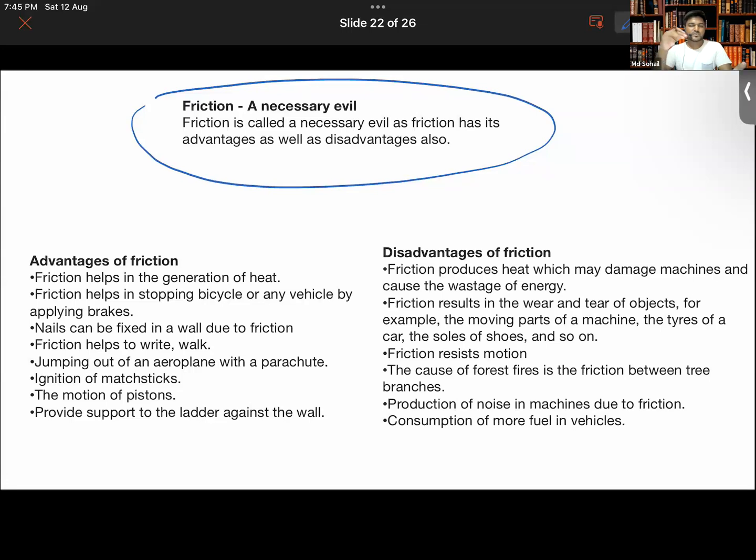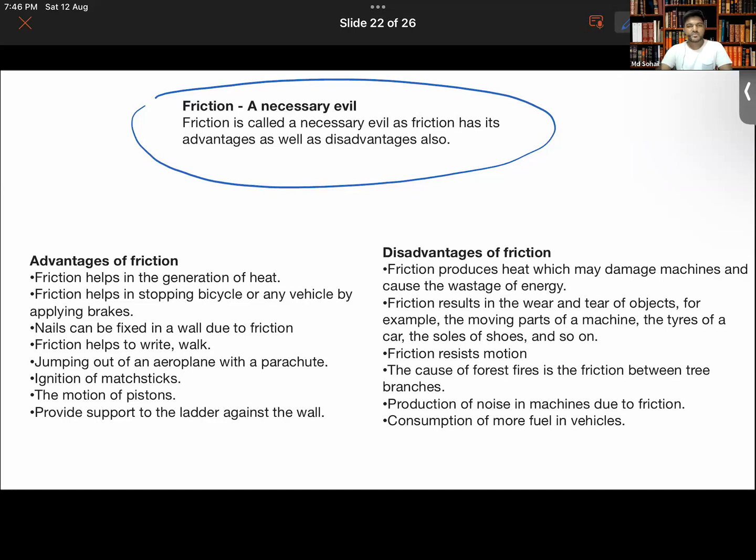Now, if you were to move on a wet, muddy route, or a damp marble floor, that will be a challenging task, because their surfaces provide relatively lesser friction to the person's feet. So there are certain advantages of friction which we are seeing here.